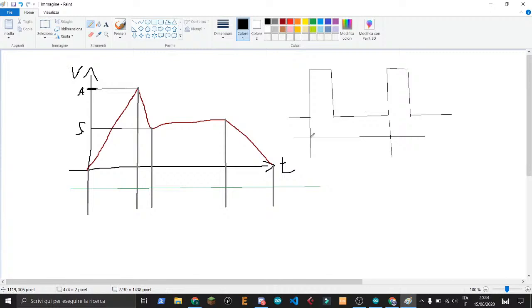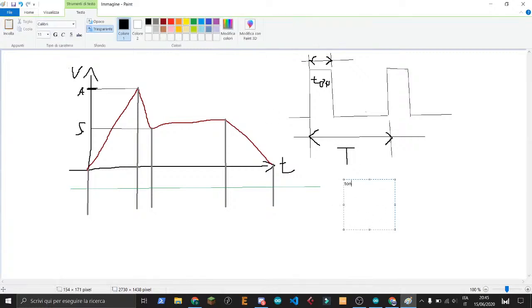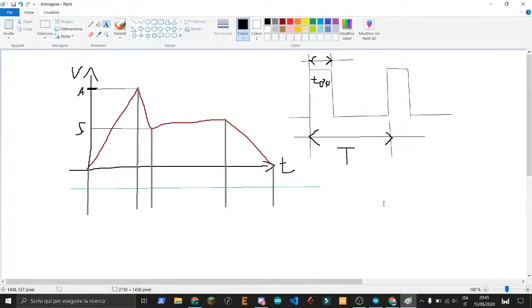Let me see if I can do this. Yeah, this is the period that usually is indicated with a capital T, and the on portion here is, at least at my school, the place I studied, we called it T on, with a lowercase t. What's the opposite of capital? I don't know. Let's say in Italian, t minuscola. That's what I mean. T on. So basically, we have T on divided by T.